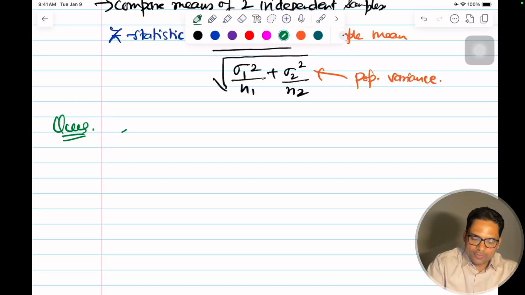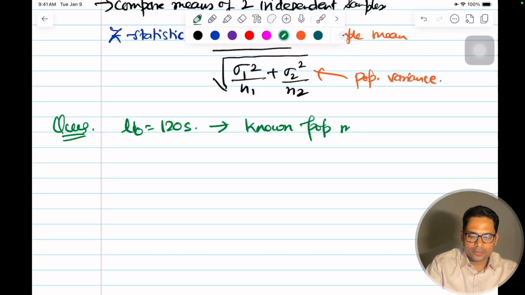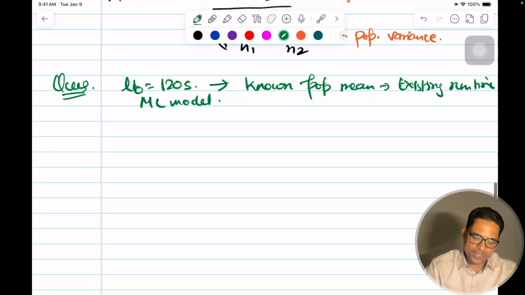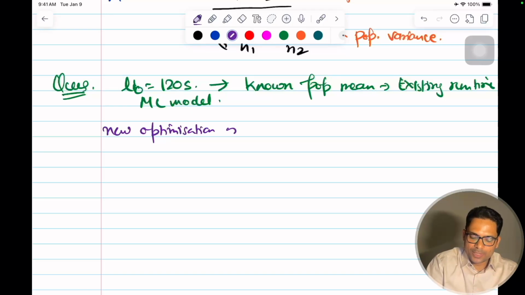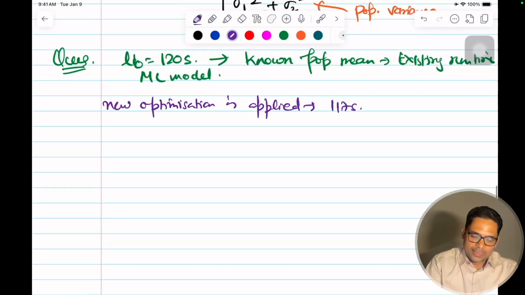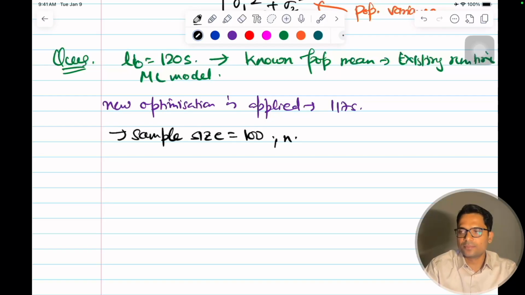So we have the known population mean of the ML model. So your mu naught is your known population mean, or the existing runtime of the ML model. The existing runtime is 120 seconds. After the new optimization was applied, this changed to 117 seconds. The sample size is how many samples we took? That was 100, so n is 100 here. We did 100 runs and found that the new runtime was 117 seconds for that model after the optimization was applied.